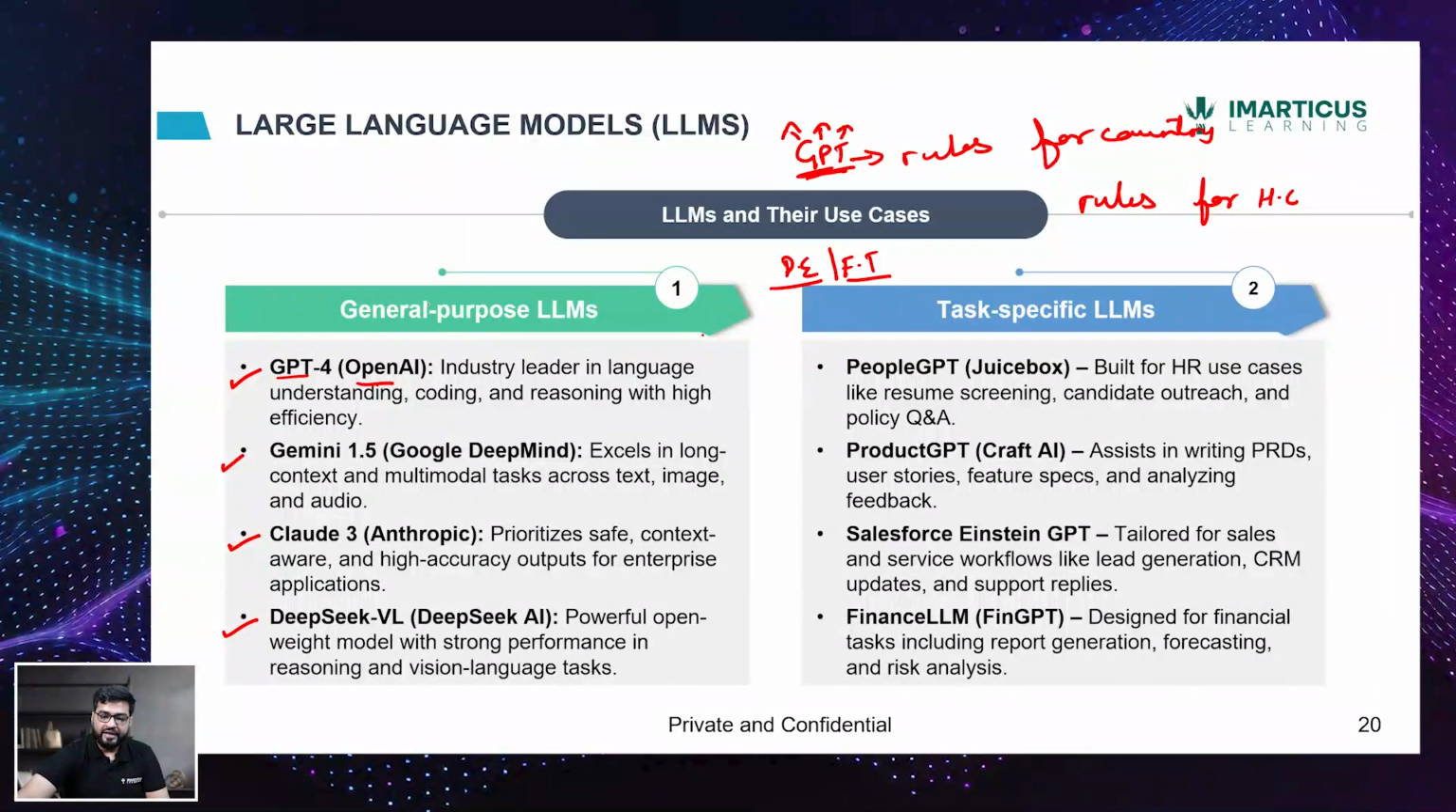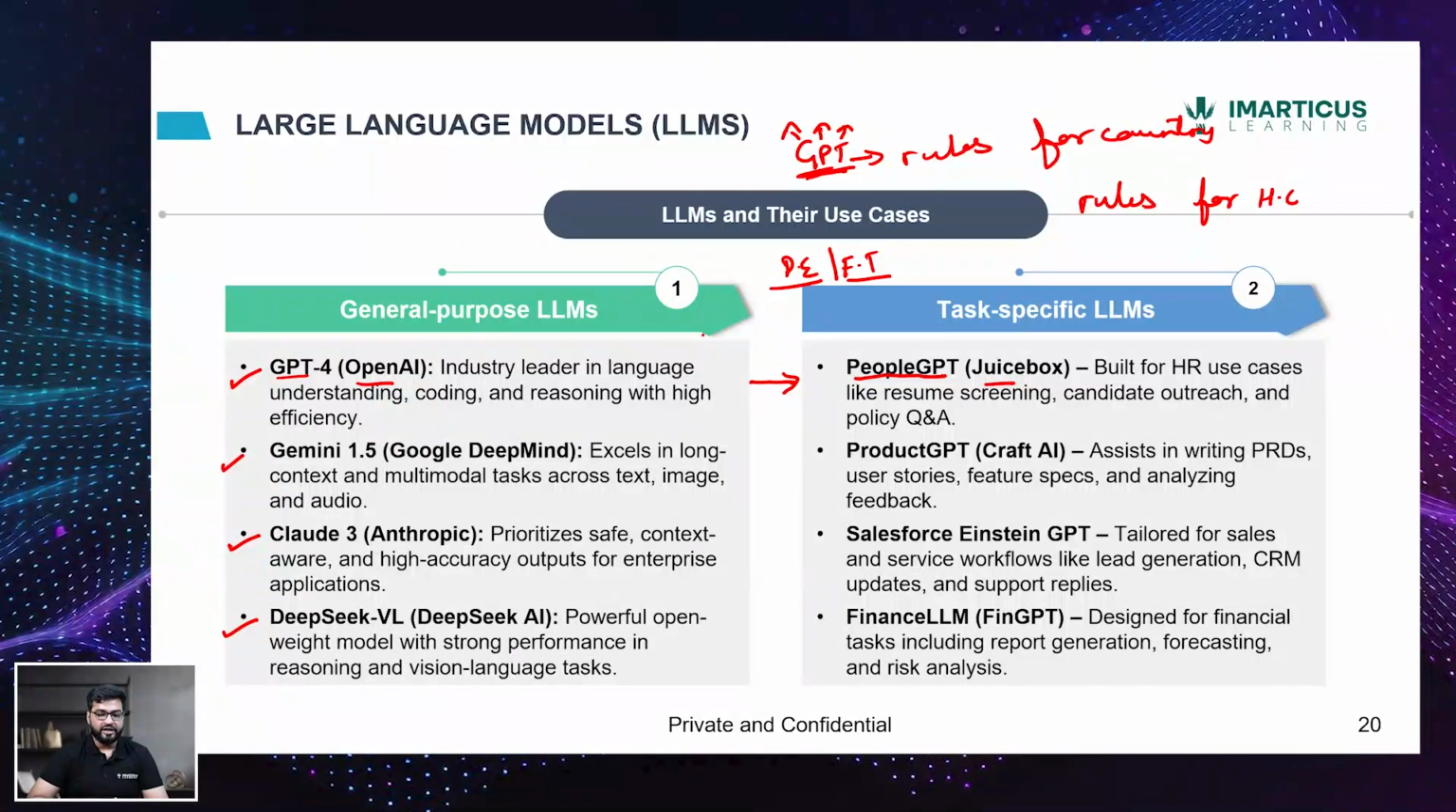So to overcome that, these general purpose LLMs created by tech giants are reused by different companies to create task-specific large language models. For example, PeopleGPT by Juicebox is specifically built for HR use cases like resume screening, candidate outreach, and policy. Product GPT is used for writing PRDs, user stories, feature specs, and analyzing user feedback.